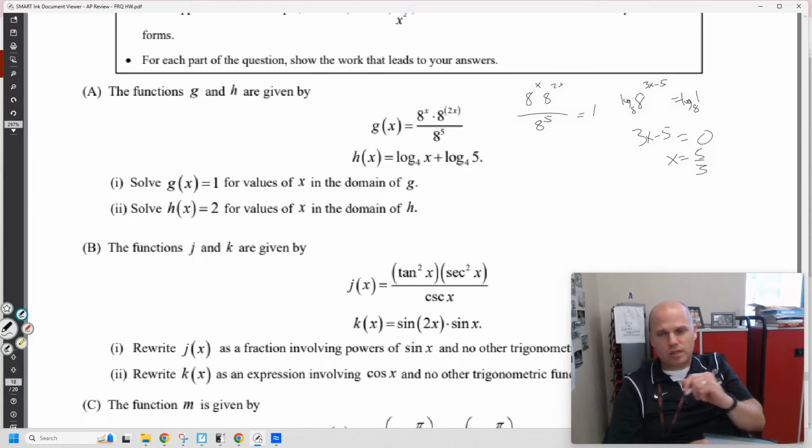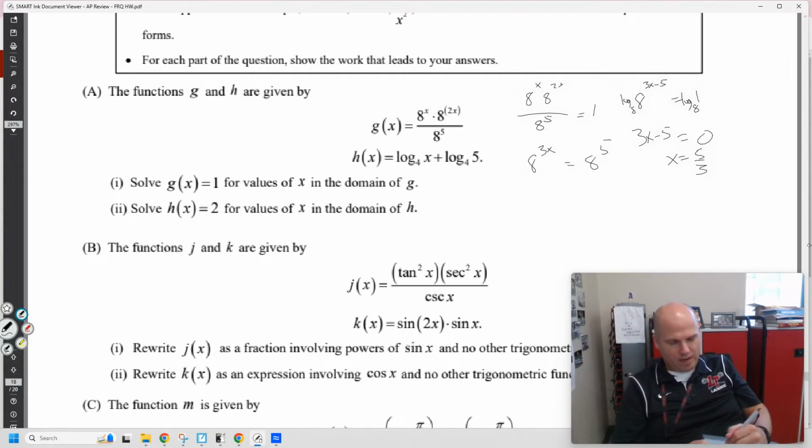Another good question. Are there other ways to do that? Yes. Probably the better way to do it is actually rewriting this as 8 to the 3x, multiplying by 8 to the 5th, and then you have the same bases. So you just have 3x equals 5. I probably would do that. Okay.